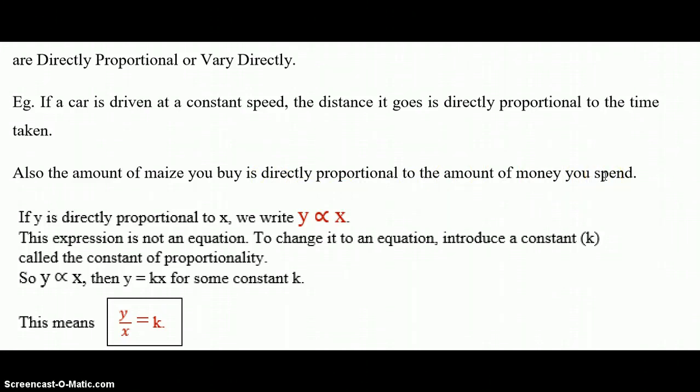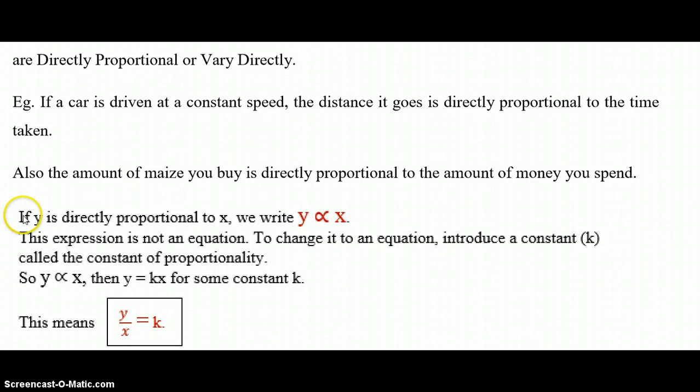Mfano mwingine rahisi. Also, the amount of maize you buy is directly proportional to the amount of money you spend. Maana yake nini? Kama kwa mfano wewe una shilingi 100,000 unaenda kununua mahindi. Maanake idadi ya magunia ambayo utanunua itaendana na kiwango cha pesa ulichonacho. Maanake kama una pesa kidogo, kiwango cha mahindi ambayo utachukua kitakuwa kidogo. Kama una pesa nyingi, maanake utachukua mahindi kiwango ambacho kitakuwa kikubwa. Kwa hiyo hizi zote ambazo kuongezeka zinaongezeka, kupungua zinapungua kwa pamoja, tunaziita directly proportional.